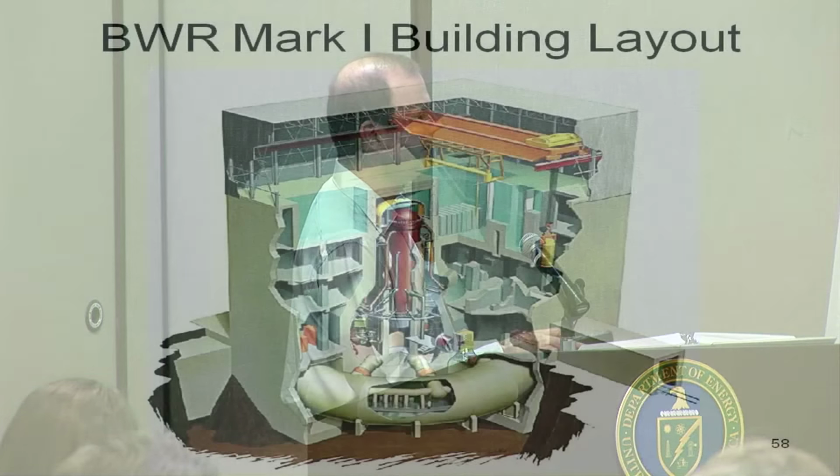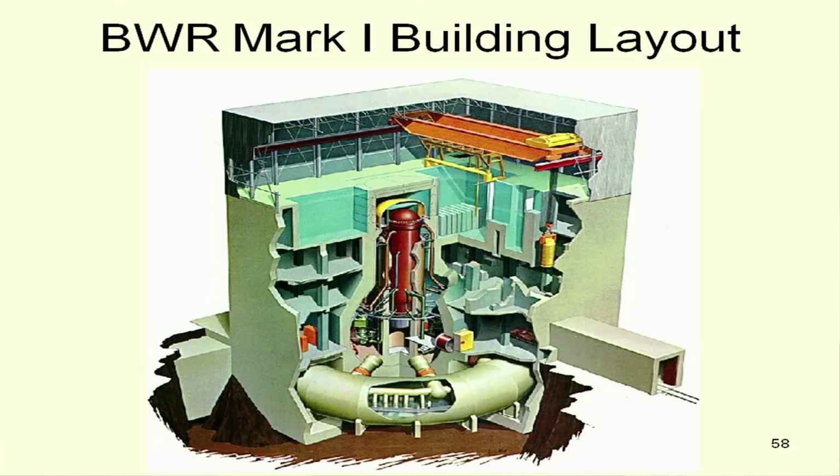Now, this cartoon shows things a little bit more clearly. This is a 3D rendition, and you can see those little legs coming down in the torus, and it's like a big donut. And this whole thing looks like a big light bulb. Wanted to point out a couple of things here. One thing is this primary containment is relatively small compared to the size of the pressure vessel.